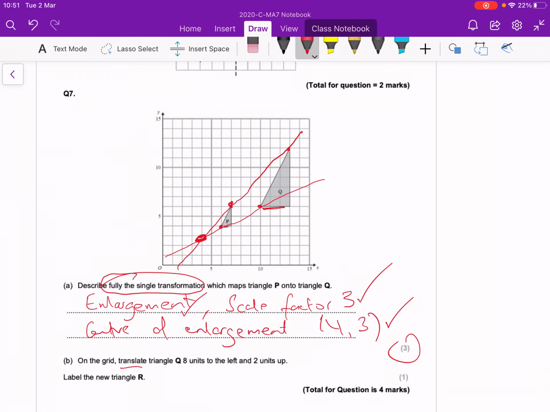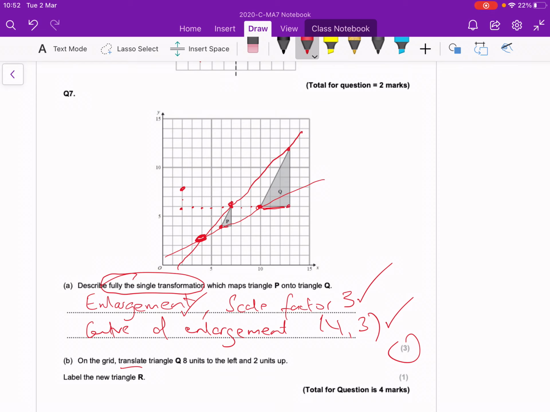Second part of the question is a translation, so just move triangle Q, 8 to the left and 2 up. So do that for each point individually. So this corner point needs to go 8 to the left, 1, 2, 3, 4, 5, 6, 7, 8, and then 2 up, 1, 2. So it's going there.